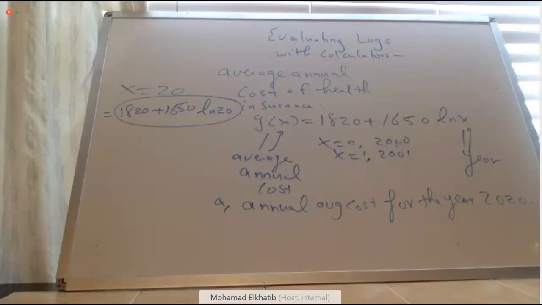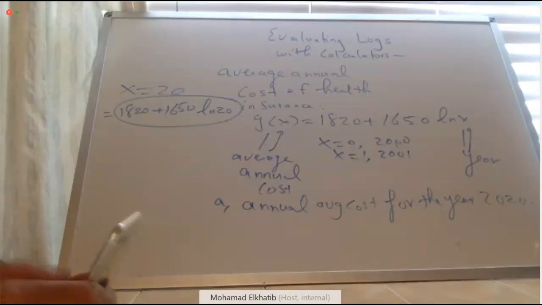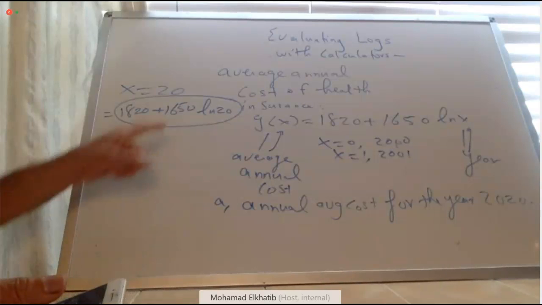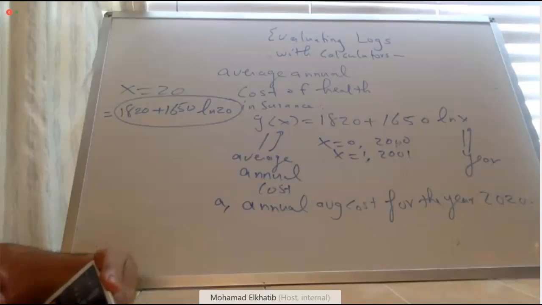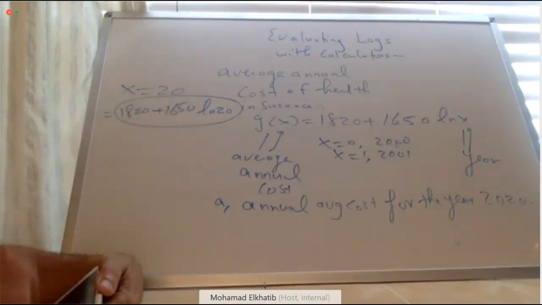But get your calculator ready. I want to show you how the calculator gives you that answer. So I go to my calculator here. First, I find ln 20. So 20 ln. Don't clear it. I got 2.9957. I keep it. Then that answer I multiply by 1650 equal. I got 4942.958. Then I add 1820.